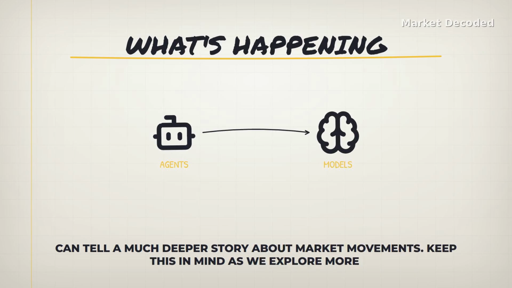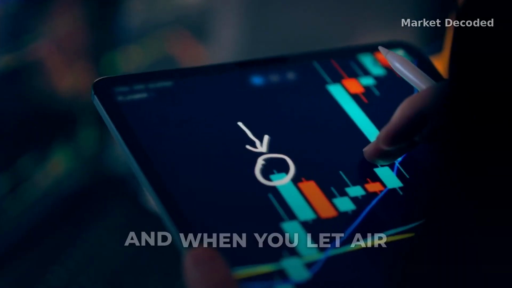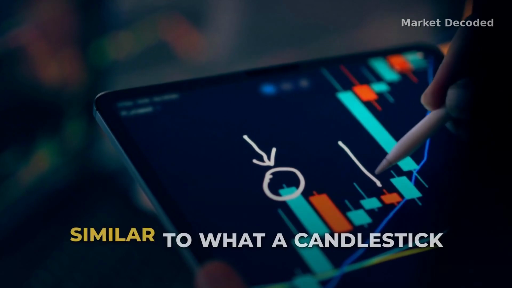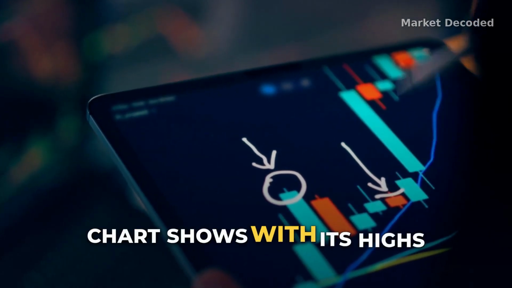Imagine a balloon. When you inflate it, it expands to a peak height, and when you let air out, it shrinks down to its lowest point. This is similar to what a candlestick chart shows with its highs and lows.